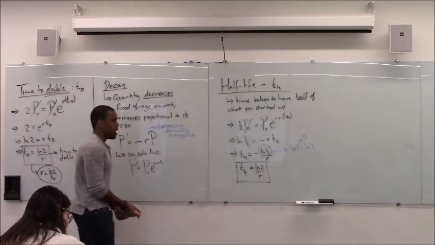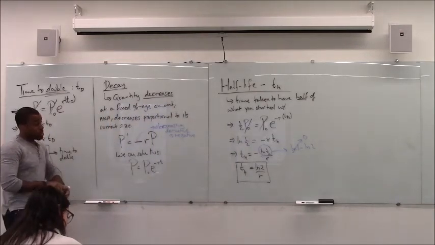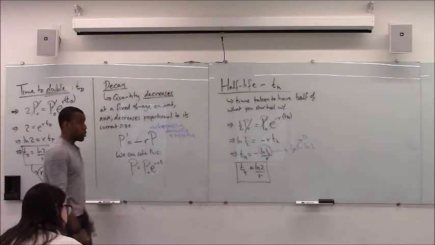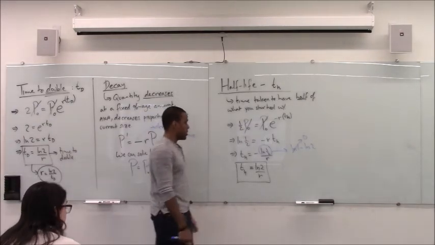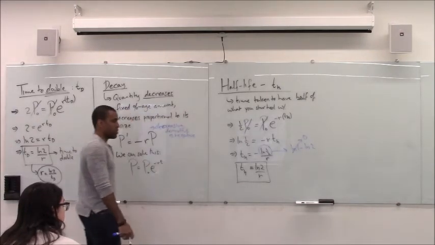So that's the time to have half of what you started with. Time to have a third of what you started with, ln 3 over r. Time to have a quarter of what you started with, ln 4 over r, etc. But that's going to be the half-life equation.